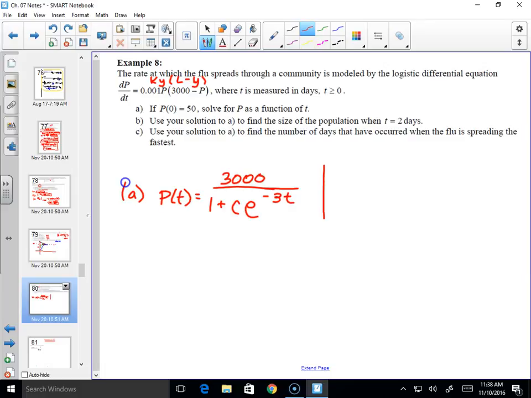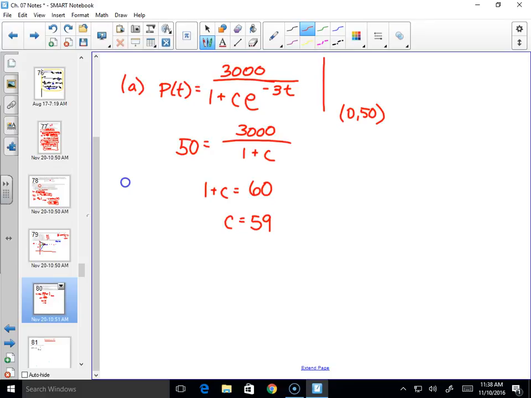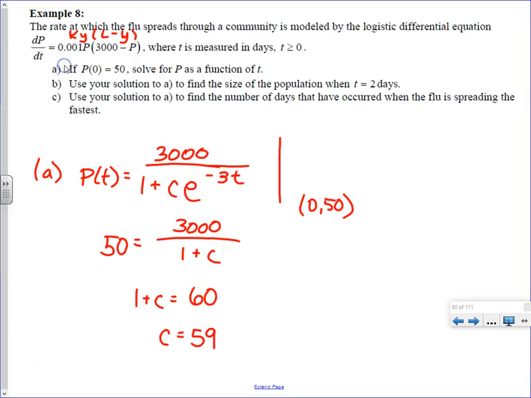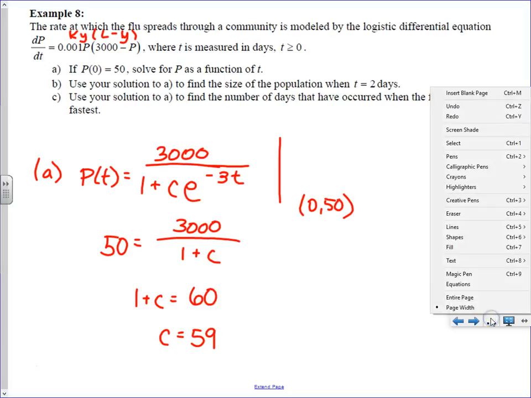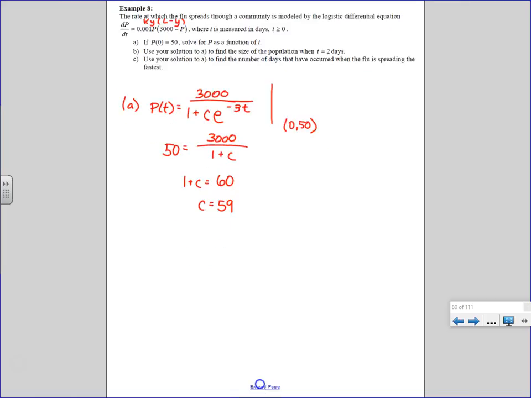So when we plug in, we have 0 and we have 50. You set 50 equal to 3,000 over 1 plus C times e to the anything to the 0, and e to the 0 is just 1, so we have 1 plus C. So multiply up, divide over, we end up with 1 plus C is equal to 60. C is equal to 59. Does that make sense? Then they want the actual equation, so you just plug it in, plugging and chugging.